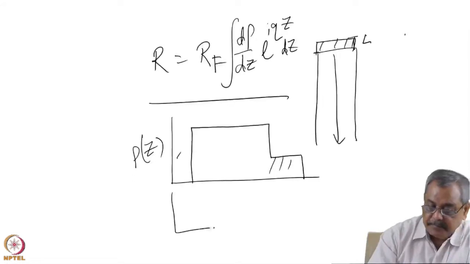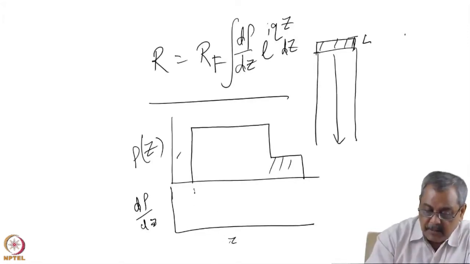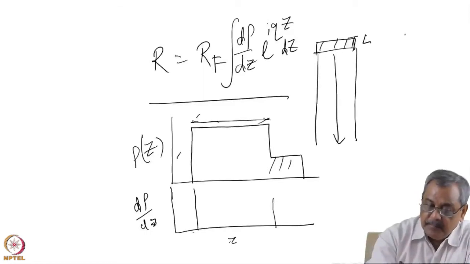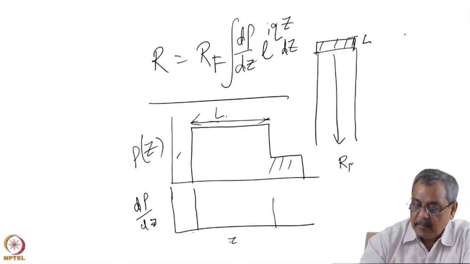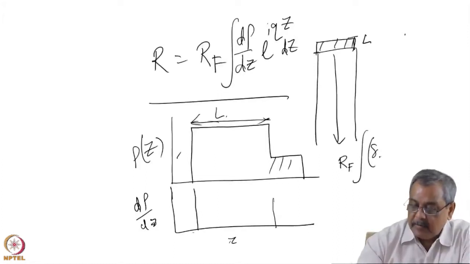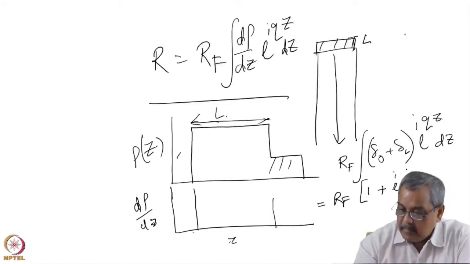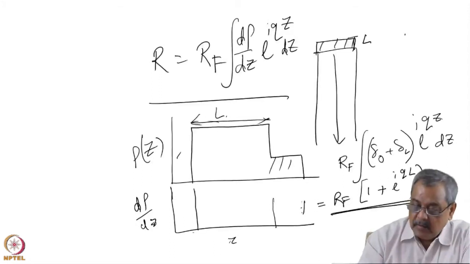If I differentiate this, d rho by dz versus z, this will give a delta function here of certain amplitude and a delta function here. There are two delta functions, and this L is the thickness of the film. So in that case, it becomes RF times the integral of delta at 0 plus delta at L, e to the power I q z dz. So ultimately this comes to RF, where delta at 0 gives me 1, plus e to the power I q L. This will be my reflected intensity if I have a film of finite thickness.